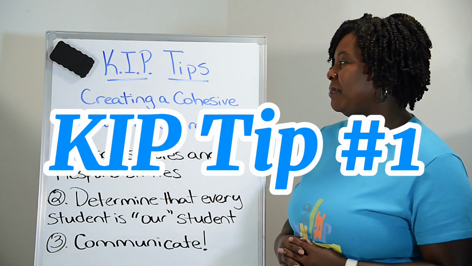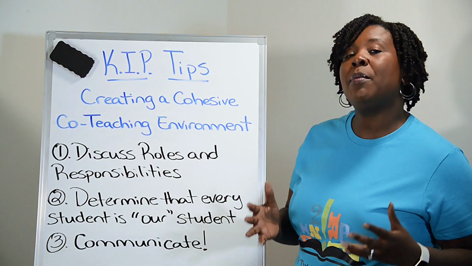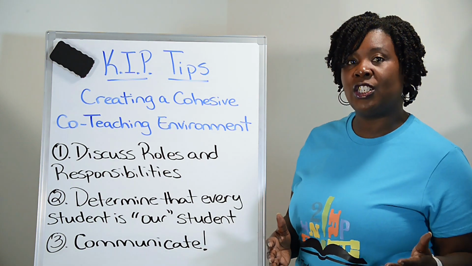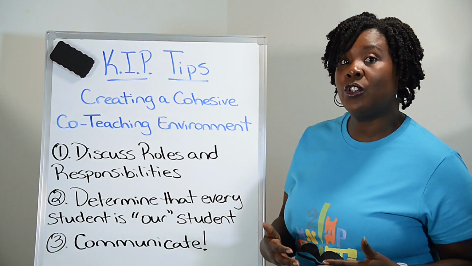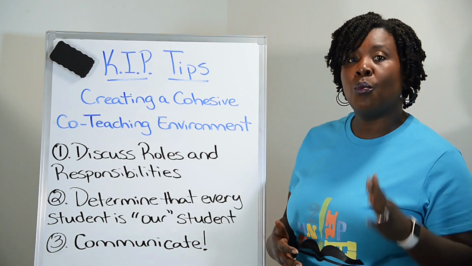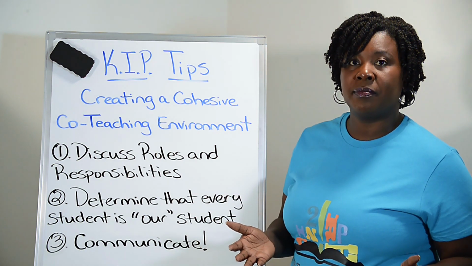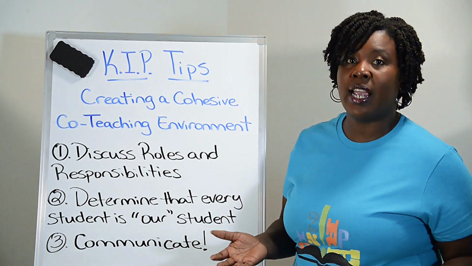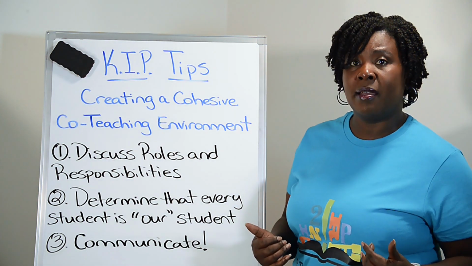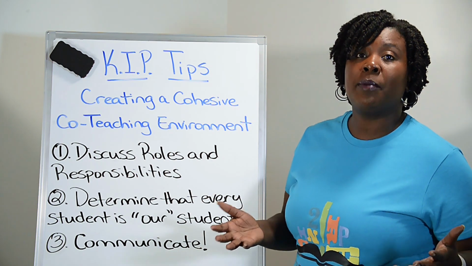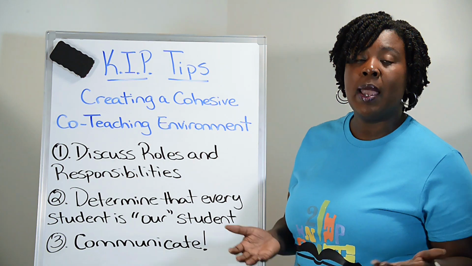KIP tip number 1, discuss roles and responsibilities. It is so important for you as a special education teacher and your general ed teacher to come together before the school year to discuss the roles and responsibilities that you each will assume throughout the year. Now, of course, they may change, and one may decide, you know what, you're better at that than I am. Or you may have to temporarily assume a responsibility or a role because the other person may not be there that day.